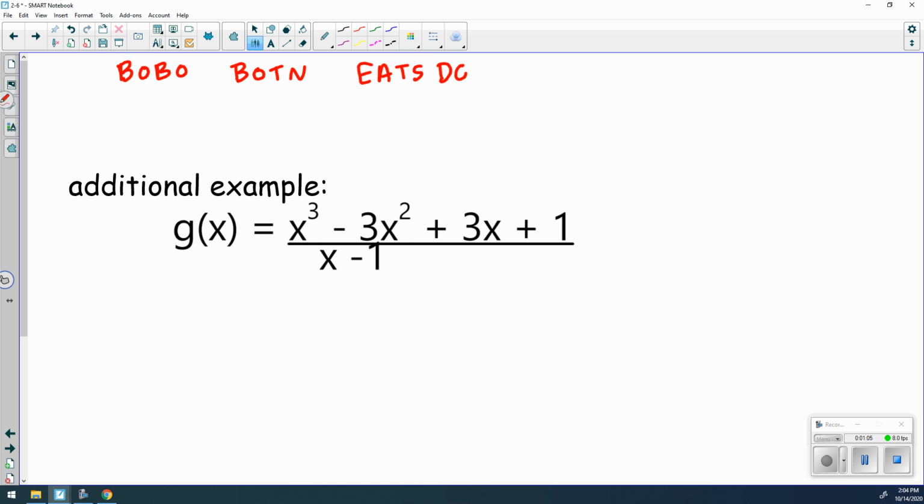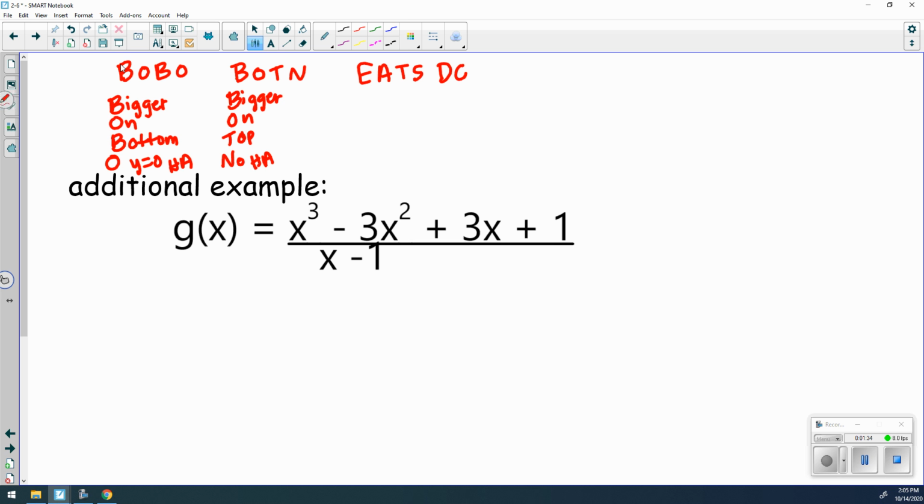So BOBO, let's start there. What does that stand for? It stands for bigger on bottom. Y equals 0 will be your horizontal asymptote. BOTN stands for bigger on top, no horizontal asymptotes.